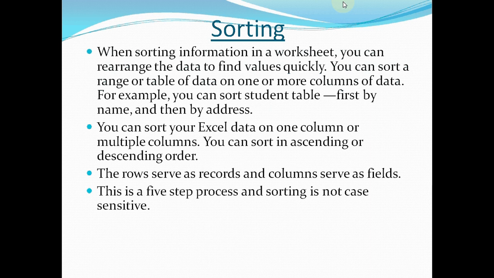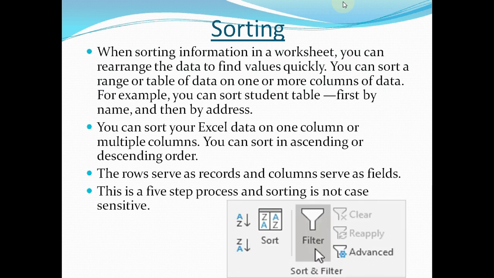So the rows serve as records and the columns serve as fields. This is a 5-step process and sorting is not case sensitive. Excel is quite flexible when it comes to sorting lists, and you can do sorting with just a single click. All of you see in this picture, this is the picture of the ribbon, the sort and filter group in the Data tab, in which this sort button is given.